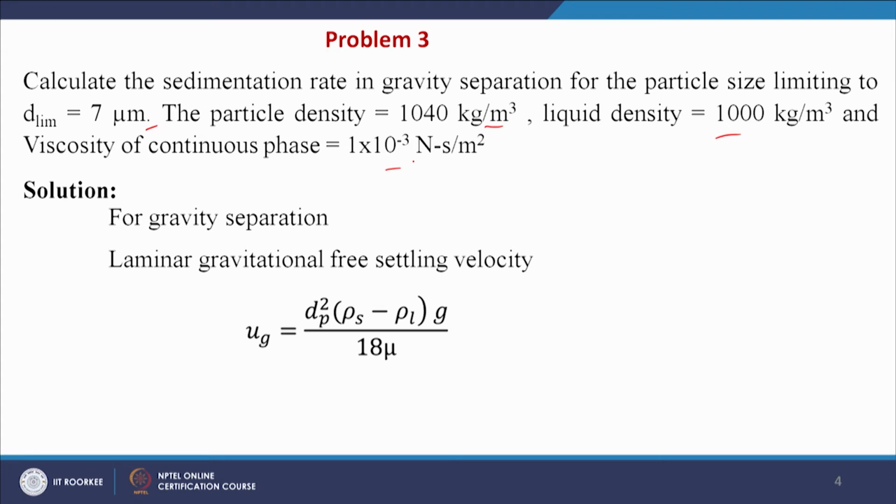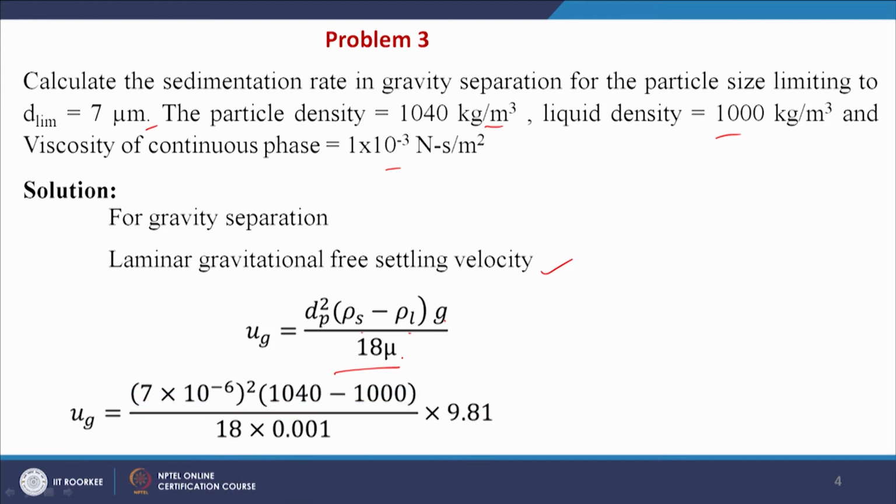In case of gravity separation, if we assume that laminar flow regime is applicable, then the laminar gravitational free settling velocity will be dp square into (rho s minus rho l) into g by 18 mu, that we know. So, in this case dp is given as 7 micrometer, so 7 into 10 to the minus 6, converted to meter, squared, into rho s minus rho l, so 1040 minus 1000.